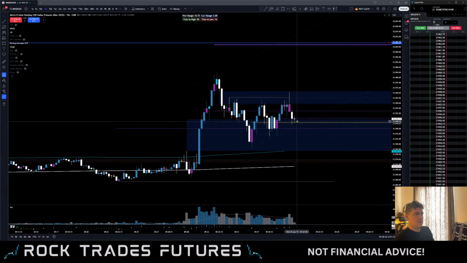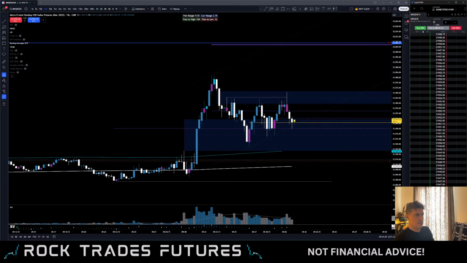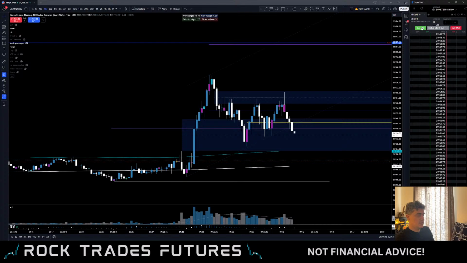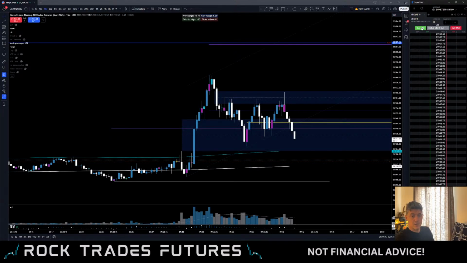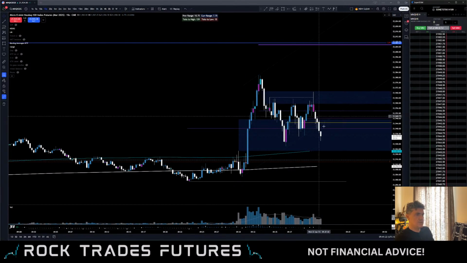Might be worth taking a long on the inside up bar off the bottom of this channel. Somewhere around here. No trigger, no trade, rule number 1. Let's see, I got one contract pulled up. Everything's set up to go. No execution mistakes today. All right, we're breaking down. This was a clean reversal signal here.